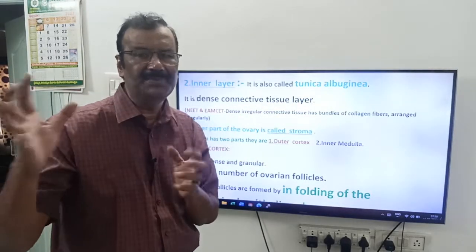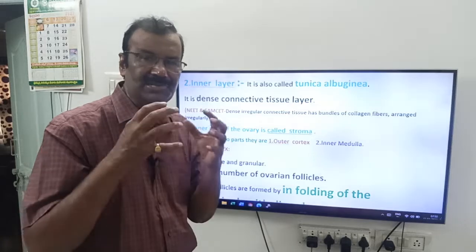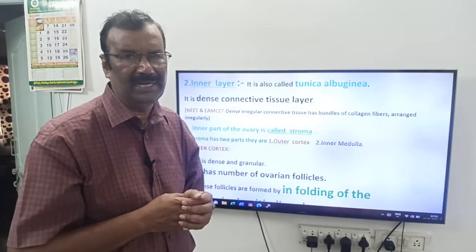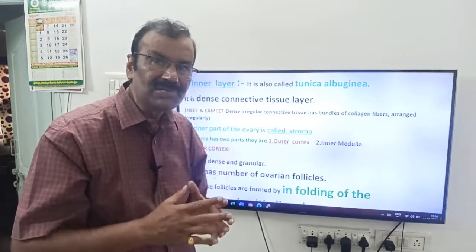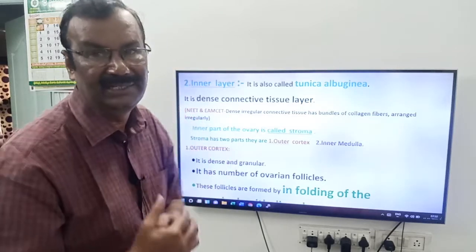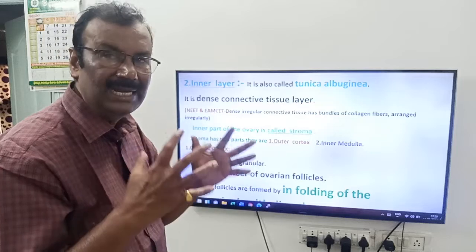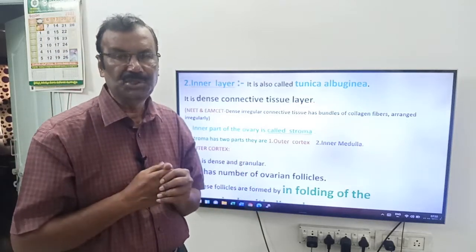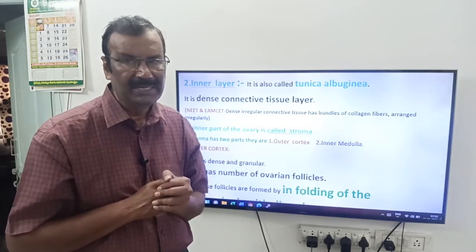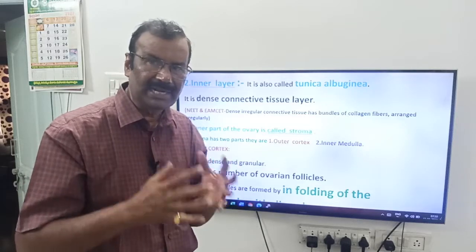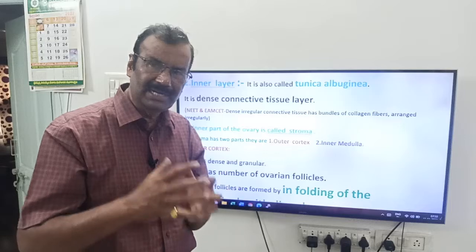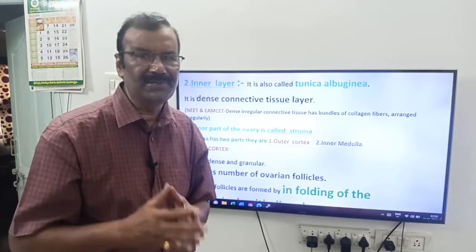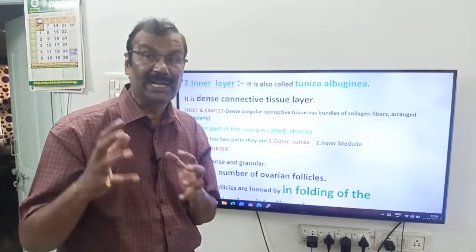Friends, here for NEET and MCET, you remember one thing. This dense irregular connective tissue layer is made up of collagen fibers. These fibers are arranged irregularly. Okay friends, the inner layer of the ovary is called tunica albuginea. It is made up of dense irregular connective tissue, which has collagen fibers arranged irregularly.